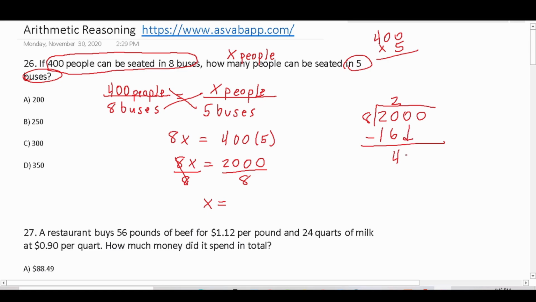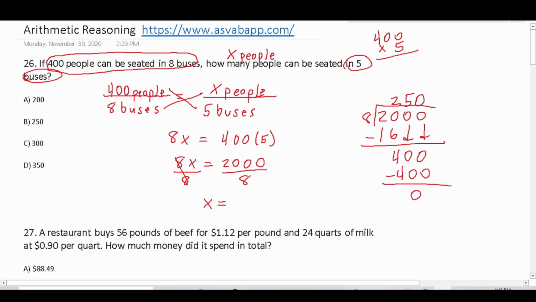Now we can drop down this 0 as well as this 0. Now this math is pretty easy to do. We're asking how many times does 8 go into 4? It doesn't. How many times does 8 go into 40? That's 5 times, since we know 8 times 5 is 40, but 8 times 50 will be 400. So 8 times 50 is 400. Therefore, we know there's no remainder.